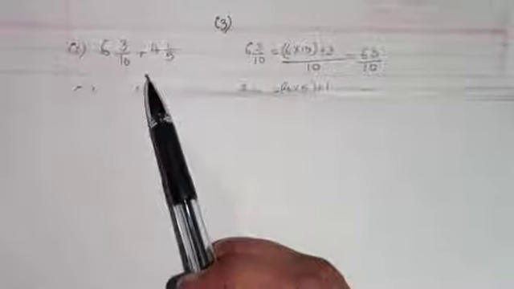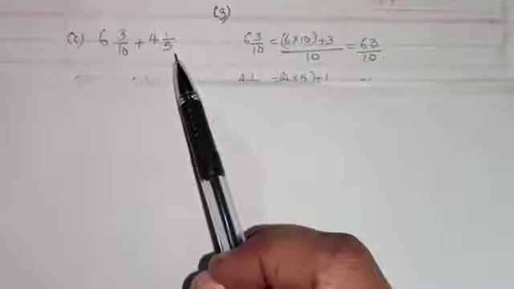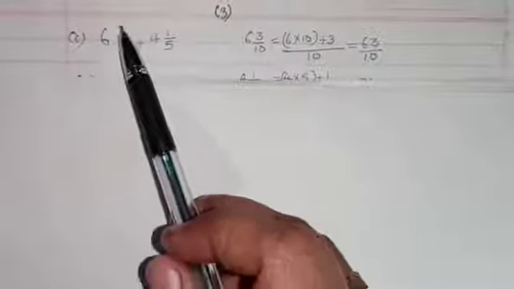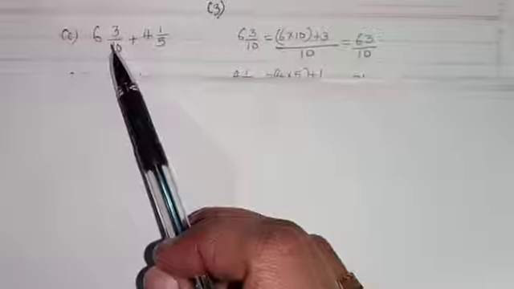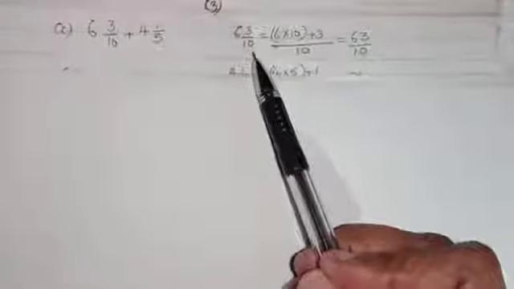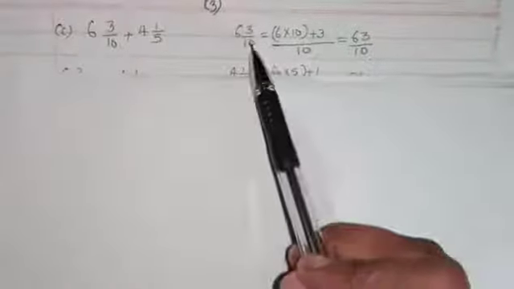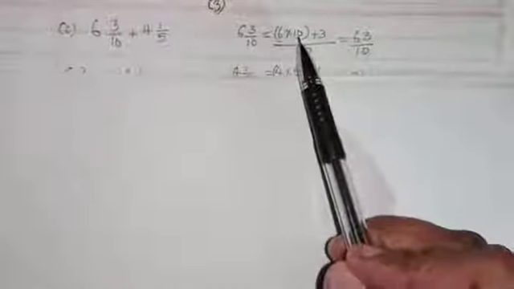Next, option C, addition of mixed fractions. 6 3 by 10 plus 4 1 by 5. First, we convert the mixed fraction into an improper fraction. So, multiplying 6 with 10, then add 3. 6 into 10 plus 3 divided by 10. 6 into 10 is 60, 60 plus 3, 63 by 10.